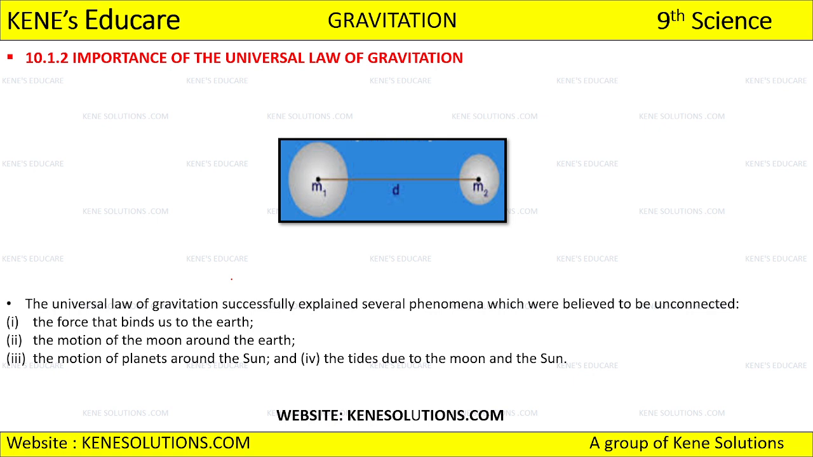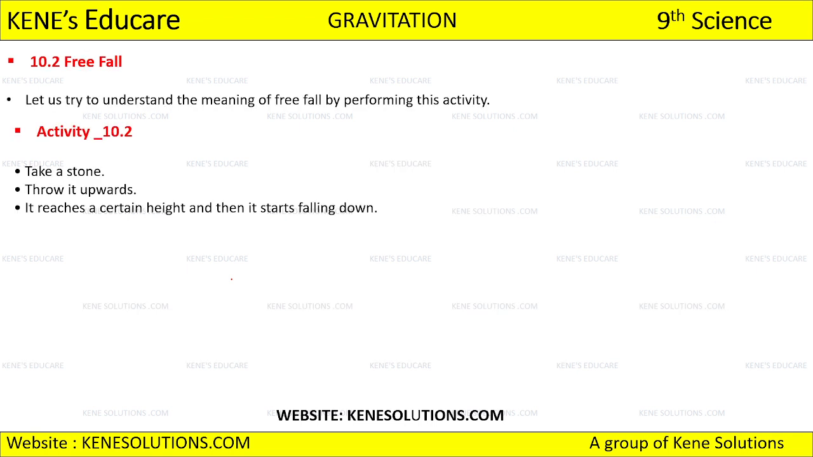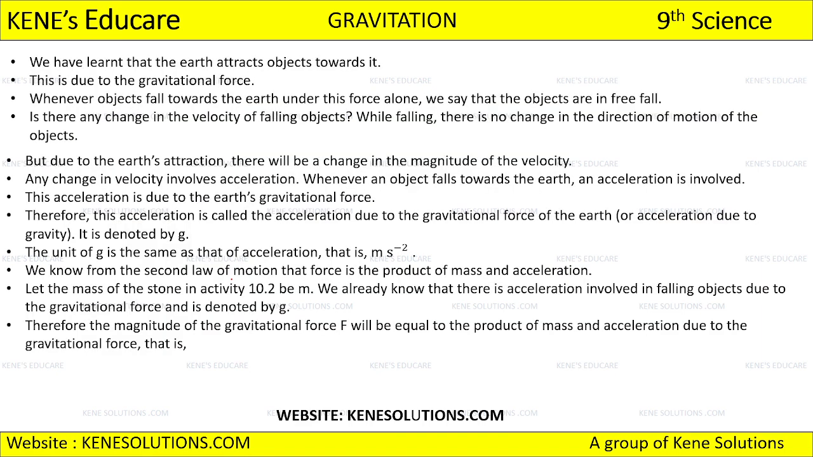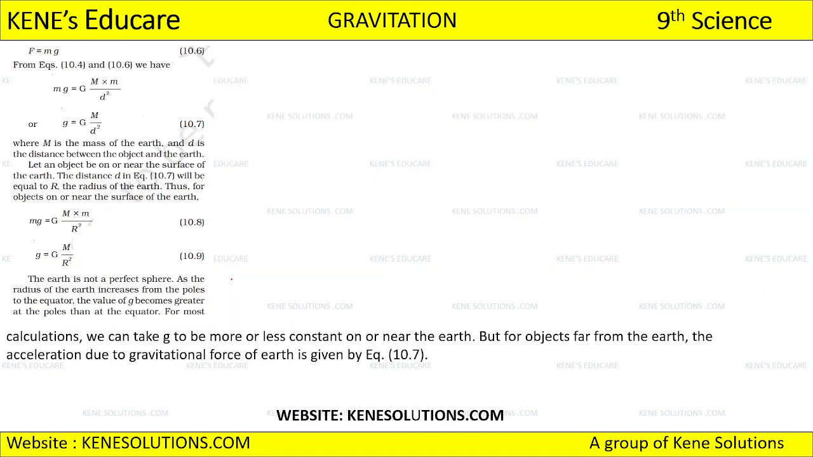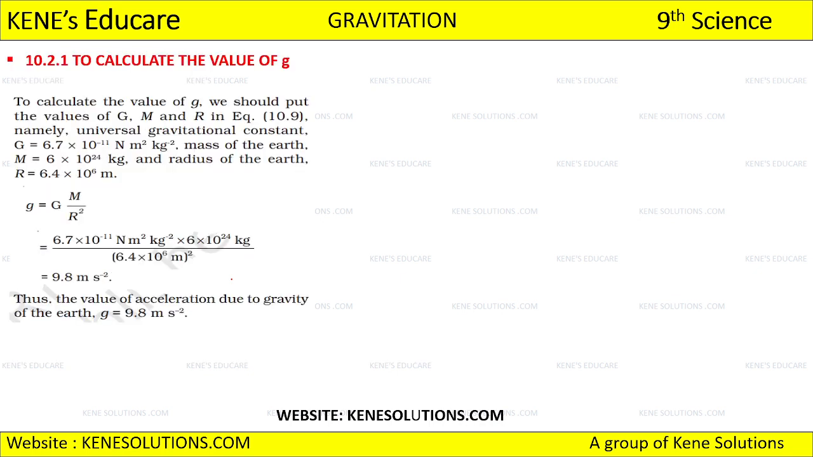In the next part, we will be discussing the importance of this universal law of gravitation. After that, we will discuss a new concept, free fall, through activity 10.2 in detail. As you can see, the activity has been explained over here in detail. Over here as well, we came up with the formula for small g. Small g is acceleration due to gravity. What exactly is it? We'll be discussing that as well.